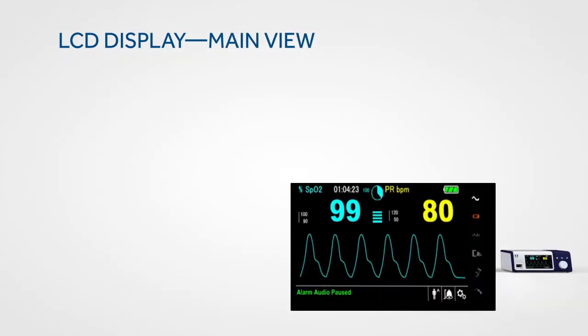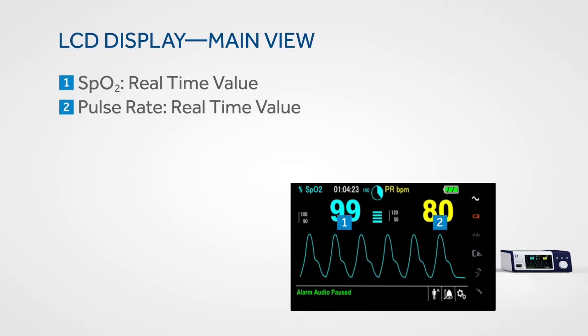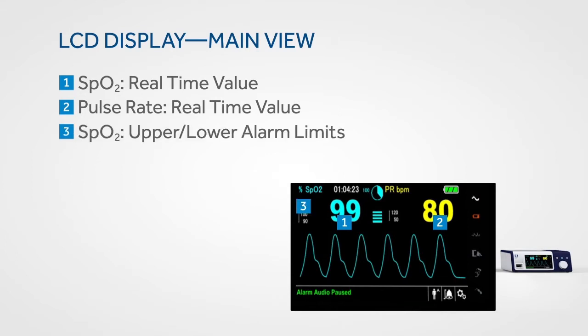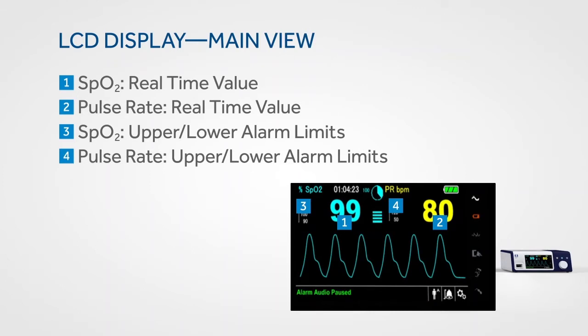The main view of the LCD presents the real-time values for SpO2 and pulse rate in prominent numbers that can be read at a glance. It also shows upper and lower alarm limits for SpO2 and pulse rate. In addition, the main view includes a blip bar display that indicates pulse beat and the relative pulse amplitude.